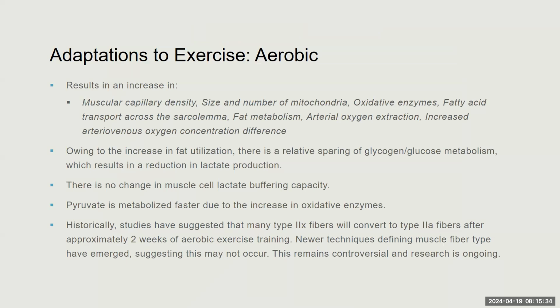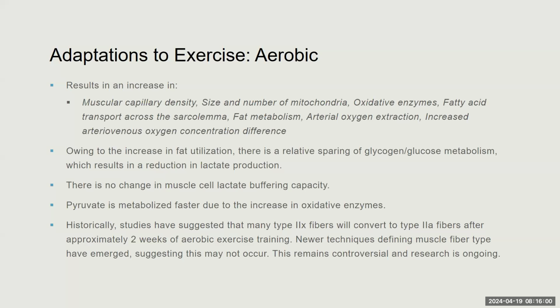All right, so again, digging into this a little bit more, when you are doing aerobic exercise, it's going to increase your muscular capillary density, the size and number of the mitochondria, the number of your oxidative enzymes. It's going to increase your fatty acid transport across the sarcolemma and increase fat metabolism. You're going to be more efficient in arterial oxygen extraction, and you're going to have an increased arteriovenous oxygen concentration difference.